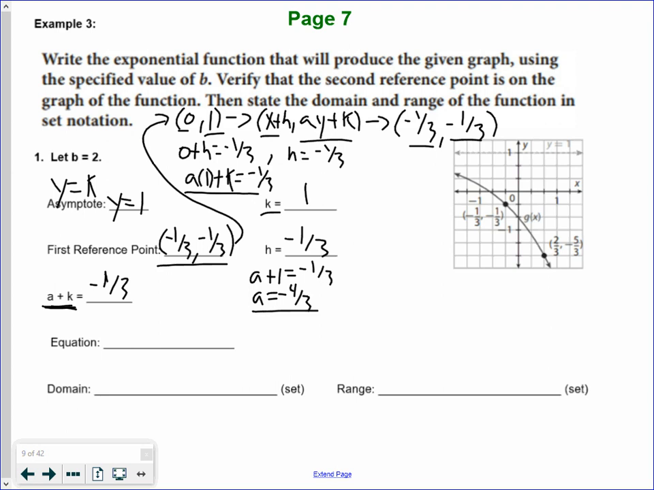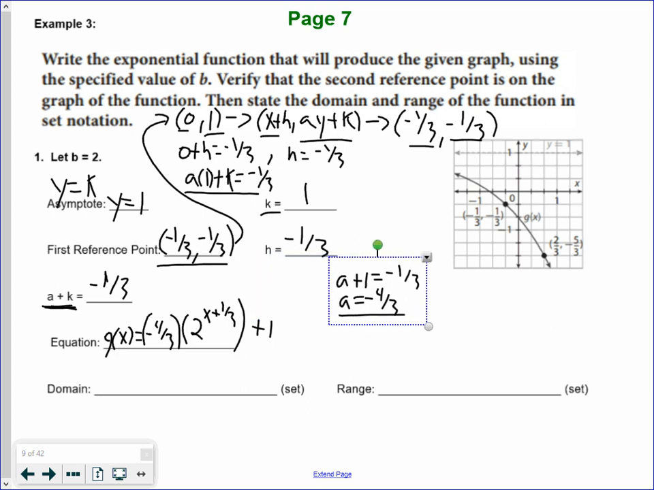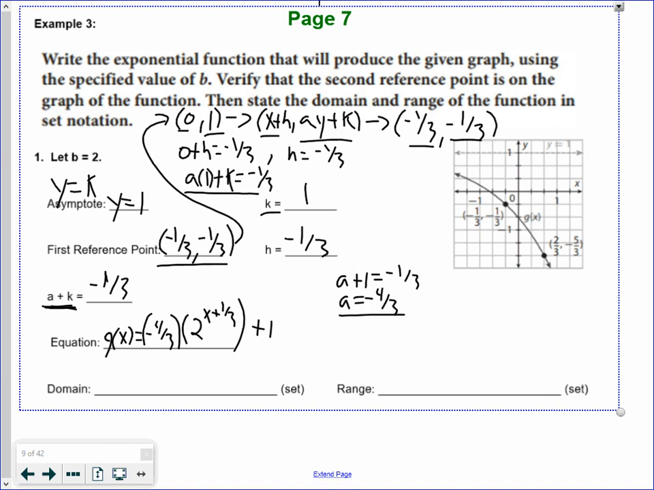So now that we have our a value, our k, our h, and we know what our b is going to be, we can plug this all into our equation to figure out our general equation for this function. So we get that g of x will equal our a value of negative 4/3 times our b value, which we said is 2, raised to the x minus h. Our h is negative 1/3, so we get x plus 1/3, all plus our k value of 1. So that's what our general equation is going to be.